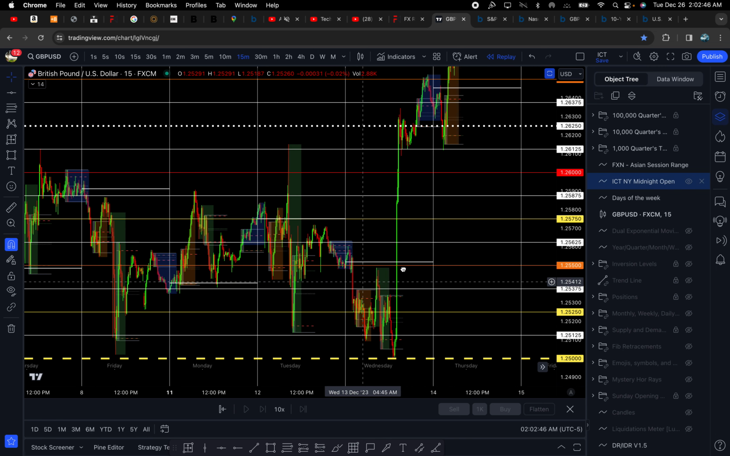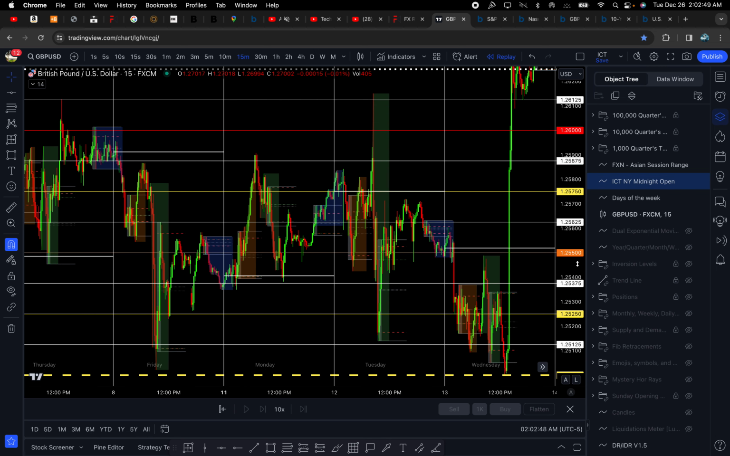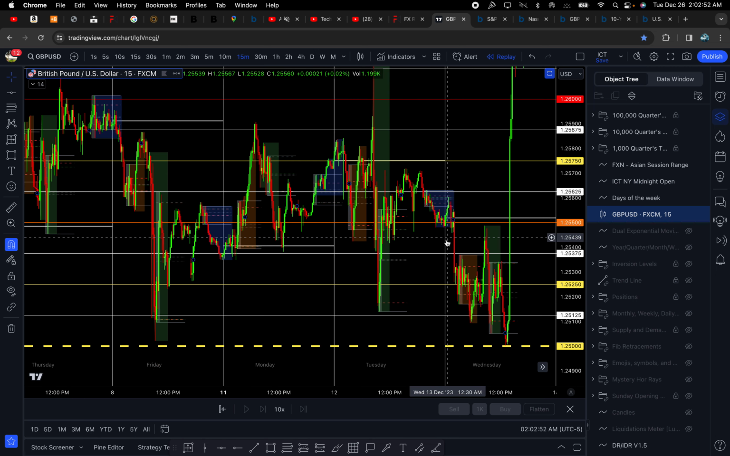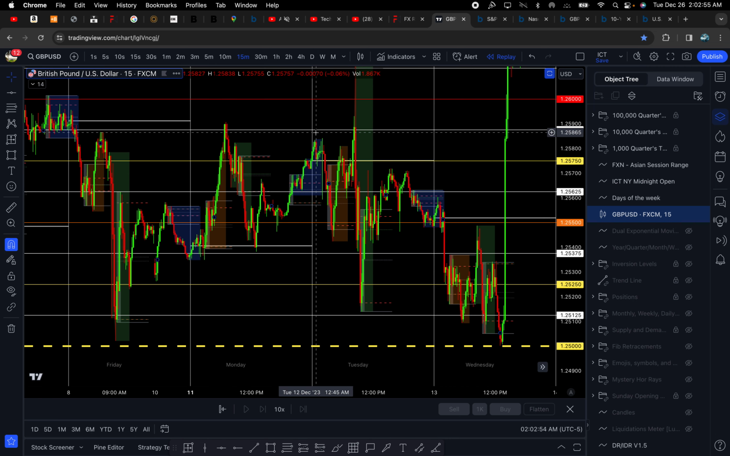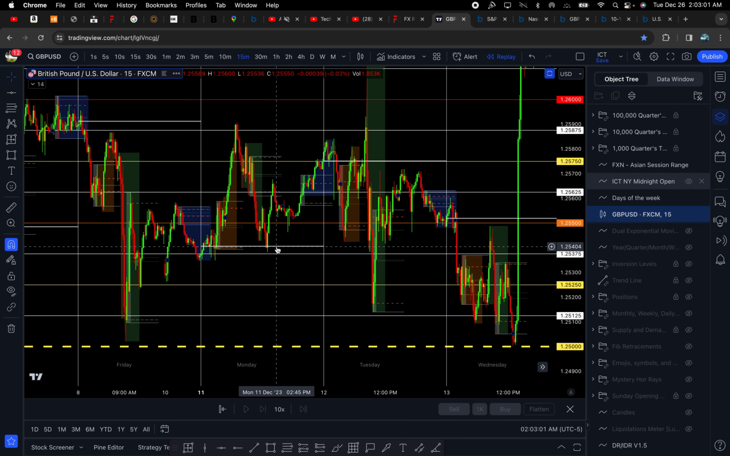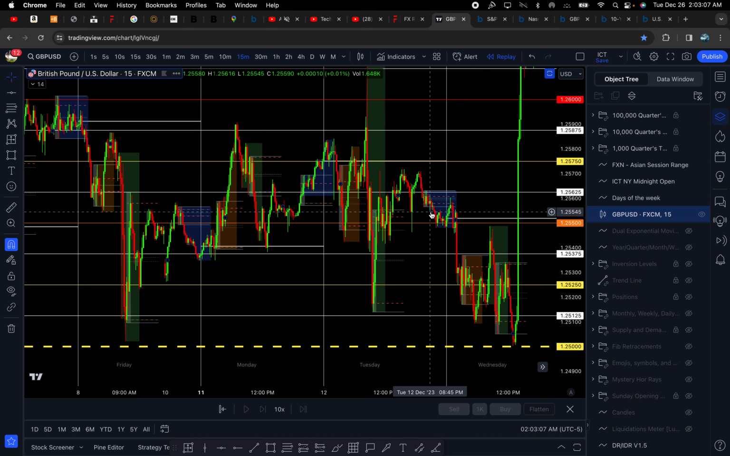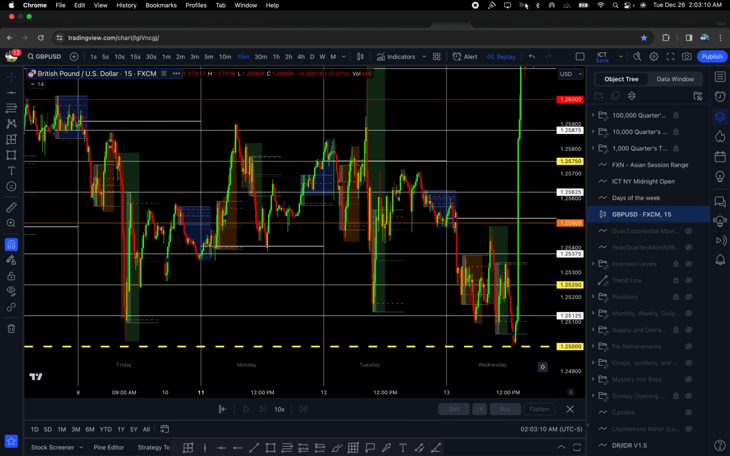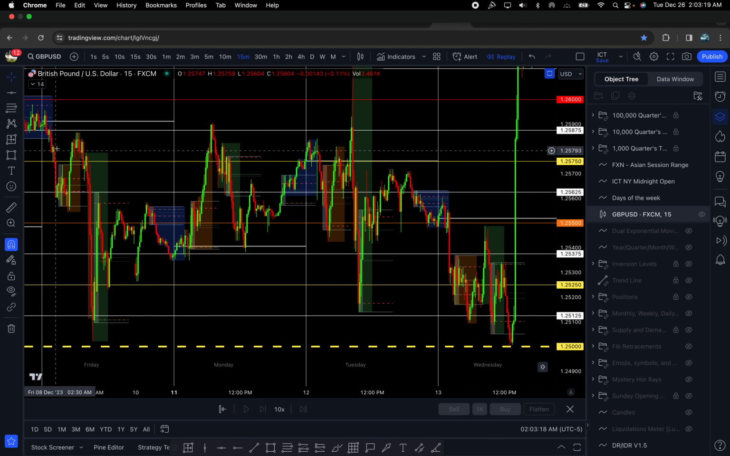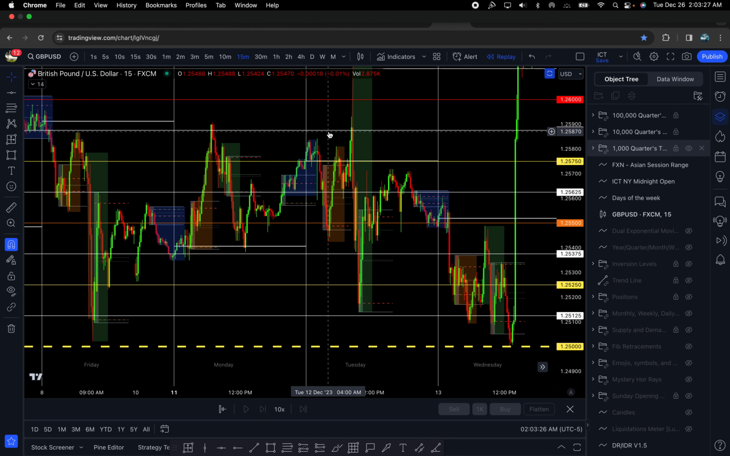But just trust that this is the 1,000 level, quarters theory level range, and that's what they are. They're ranges, like a 1,000 price range, 10,000 price range, 100,000 price range, and that's the significance. You can see price reacts off of there, reacts off of that, reacts off of that. It's crazy, right?